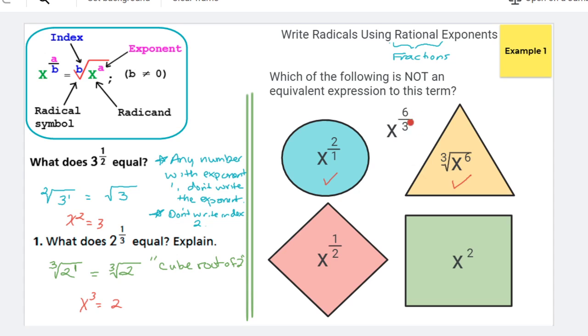Now, because these fractions also follow the fraction rules, this is a division problem, isn't it? This is saying 6 divided by 3. And 6 divided by 3 is 2, so this is x squared. Now this last one, this diamond, they flipped the fraction upside down. They called it a 1/2, which some kids do when they go to reduce it. So this is the incorrect one.